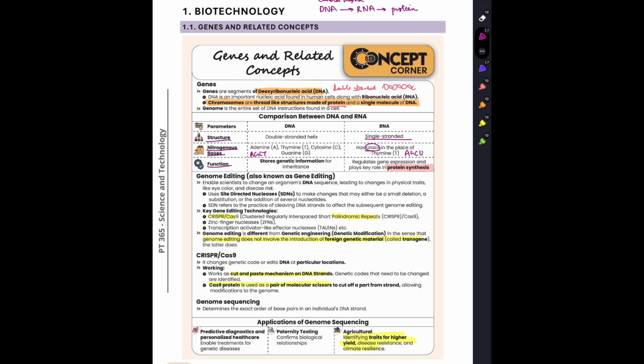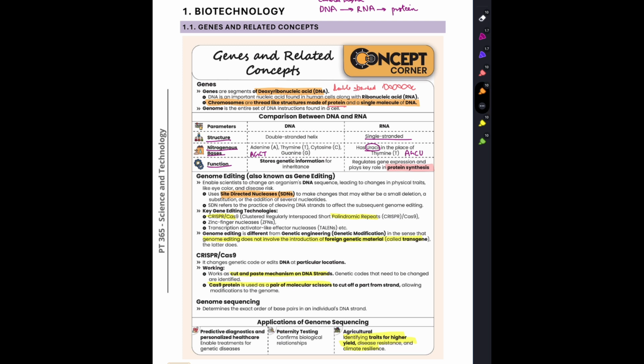Genome editing, also known as gene editing, enables scientists to change an organism's DNA sequence, leading to changes in physical traits like eye color and disease risk. It uses site-directed nuclease to make changes that may either be a small deletion, a substitution, or the addition of several nucleotides. So these are just trying to add or delete the sequences which we want. This refers to the practice of cleaving DNA strands to affect the subsequent genome editing. So site-directed nuclease is the one which we use to cleave the DNA strands.